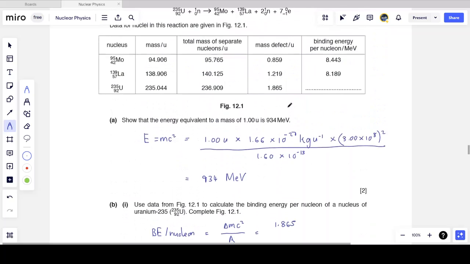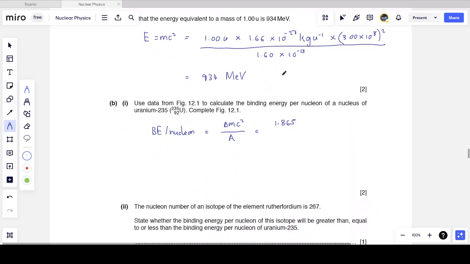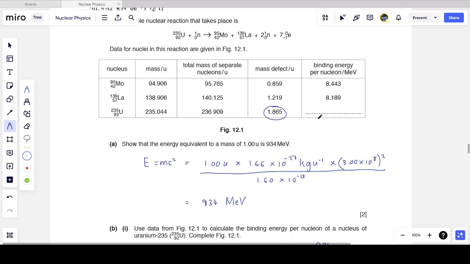And so this is 1.865. Where do I get this number? This is the mass defect for uranium-235 multiplied by C squared, which is 934, divided by 235, since there are 235 nucleons in uranium-235. And what I find is the binding energy per nucleon is 7.412 mega electron volts.